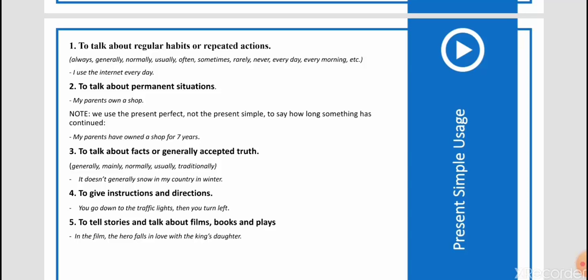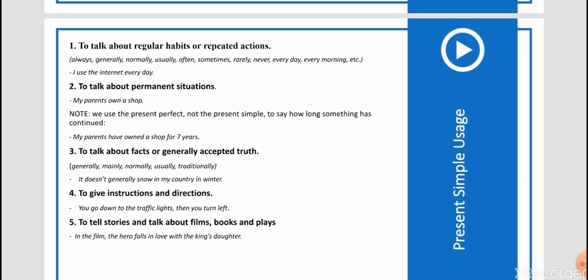We should keep one thing in mind: we use the present perfect, not the present simple, to say how long something has continued, specifically how long the permanent situation has continued. For example, my parents have owned a shop for 7 years. So 7 years indicates the length of time, so we put present perfect simple but not present simple.